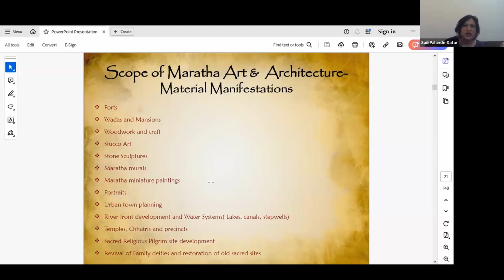In this presentation, I would more talk about the urban expressions like Vadas, mansions, woodwork, stucco work, stone sculptures, Maratha murals, Maratha miniature paintings, portraits, very interesting examples of urban town planning, riverfront developments and water systems, temples, chhatris and precincts, and pilgrim site development, and so on.